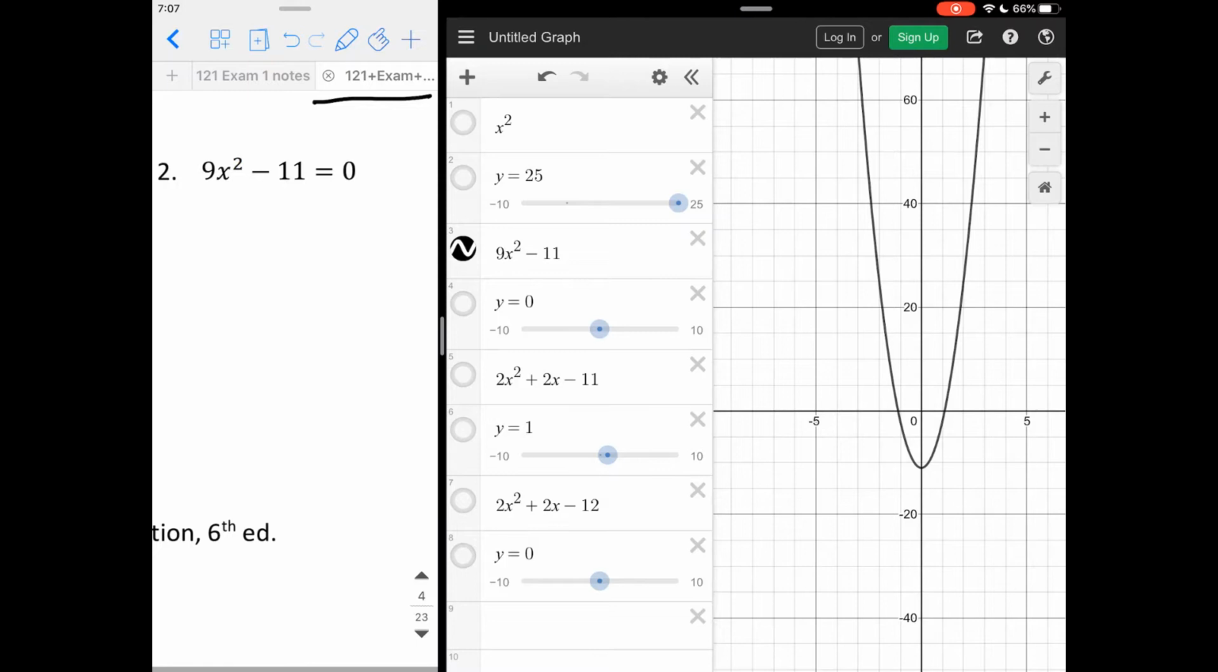And then for the y equal to 0 part, again, I'm going to put y equal to 0. If I click where the point of intersection is, I get negative 1.106 and positive 1.106. Those answers, unfortunately, are approximations. So if you're asked for the exact answer and you put these two x values, it's going to be wrong. So now let's do it algebraically.